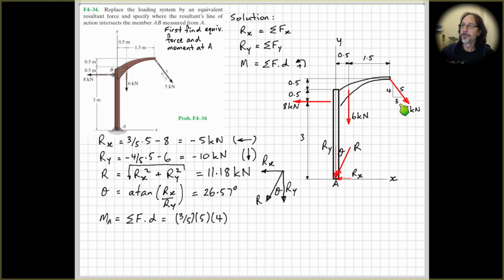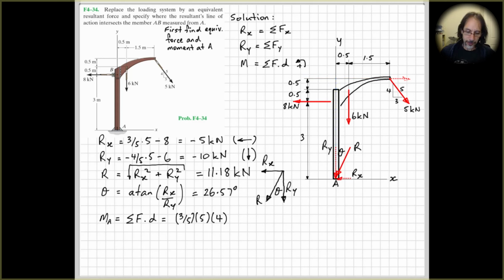So 3/5 times 5, so this is our force over here. Our horizontal component, 3/5 times 5, and its perpendicular distance will be 3 plus 0.5 plus 0.5, which is 4. I might just quickly draw that one in for you to make that clear. Okay, so that's that component, and once we draw that in, its line of action is along there, and that's its perpendicular distance.